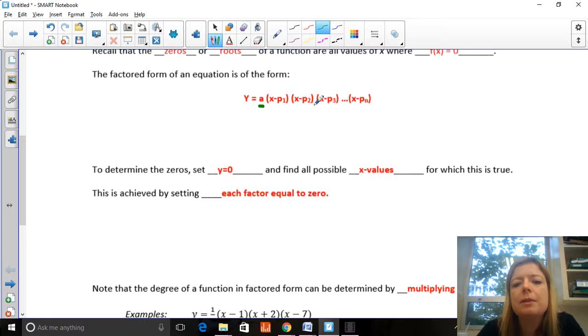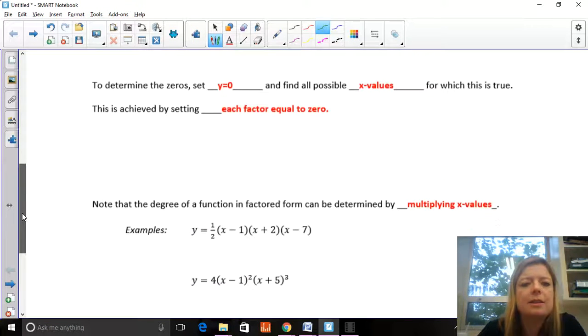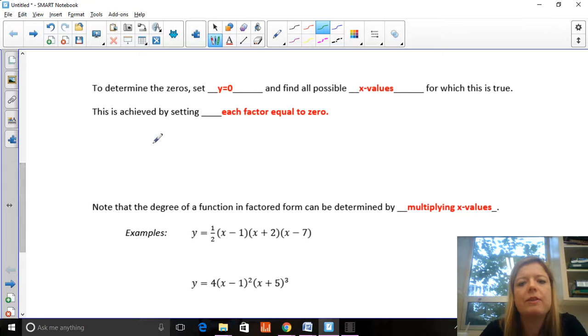So p1, p2, p3, and then all the way up to pn, those are the zeros, okay? So again, to determine the number of the zeros, we set y equal to 0 and find all the possible x values for which this is true. This is achieved by setting each factor equal to 0.